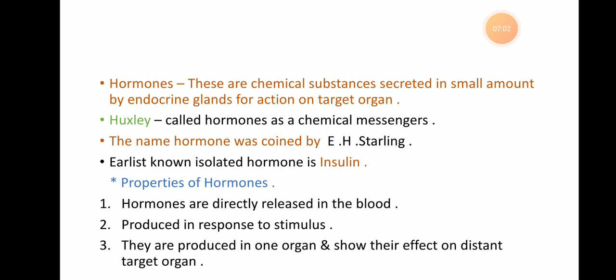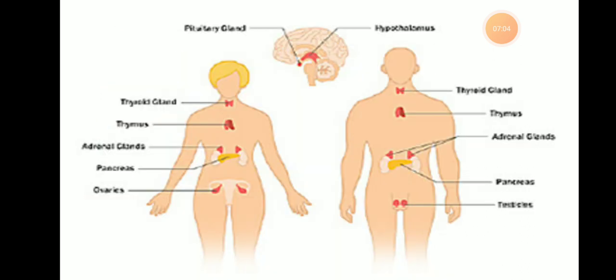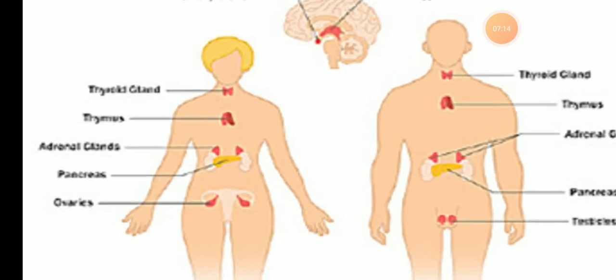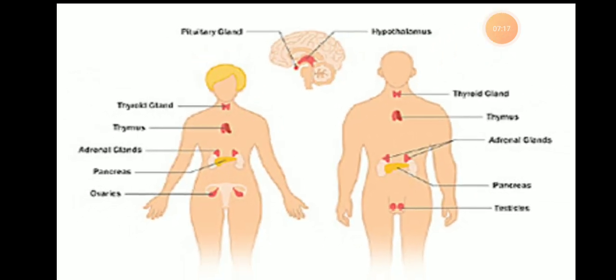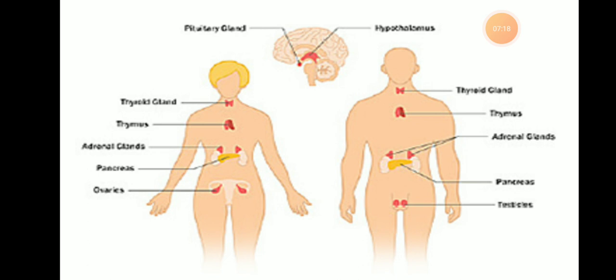Actually, in the human body, the endocrine system is present. Along with this endocrine system, some major endocrine glands are present, and the endocrine glands are like this in female or in male.